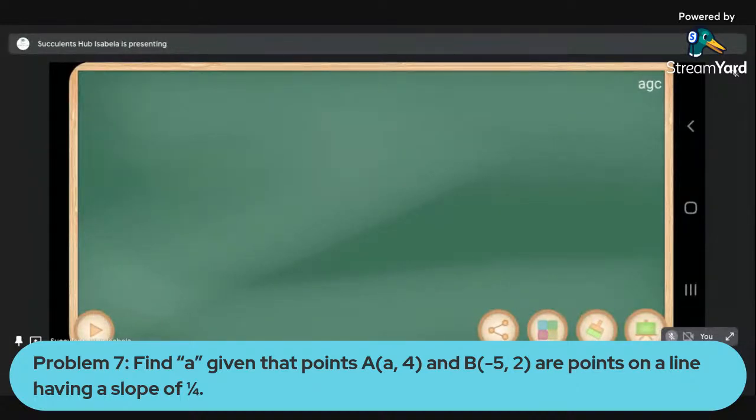So, ano na nga ang nakuha natin? I-substitute nyo lang yung mga yan doon sa form, doon sa 2-point form of the equations of a line, and then you will be able to solve for A. Okay, so kumbaga, x sub 1 nyo is A. So that's the missing number, ano?